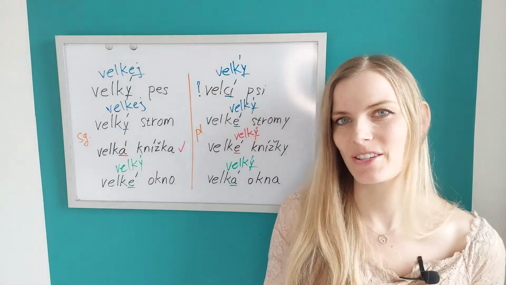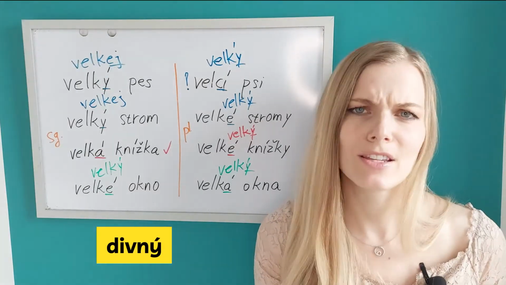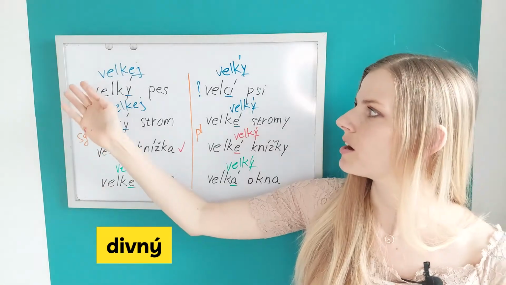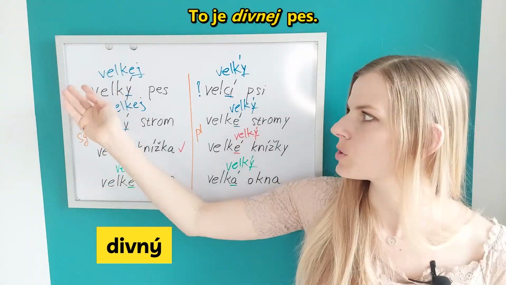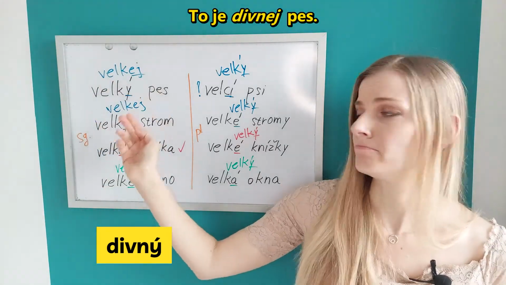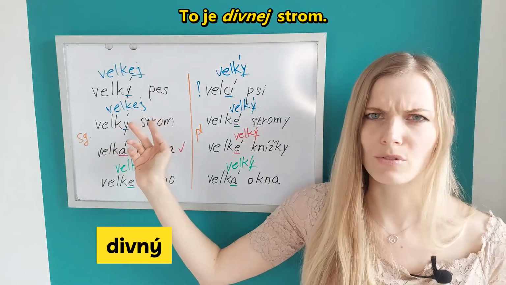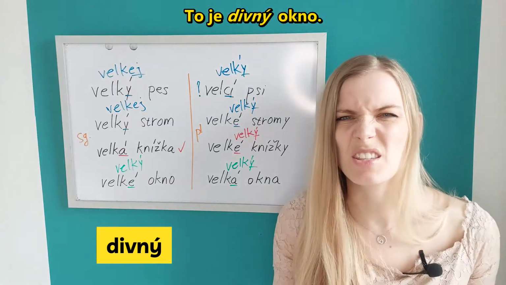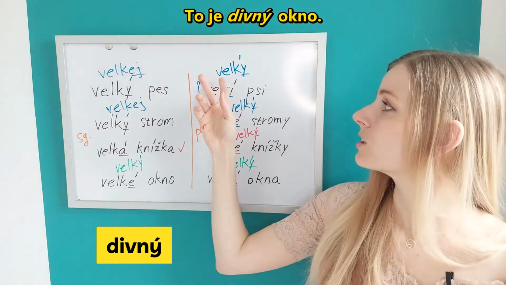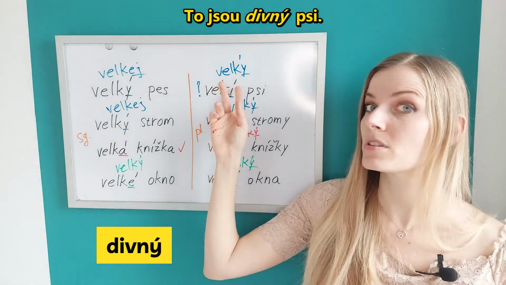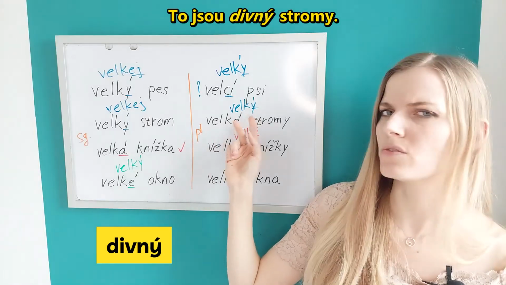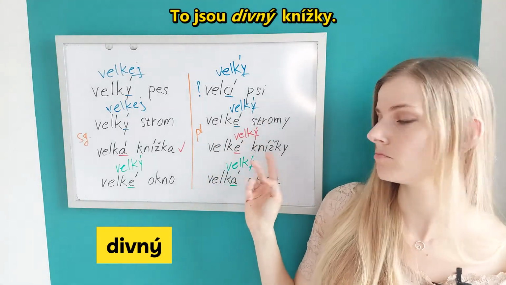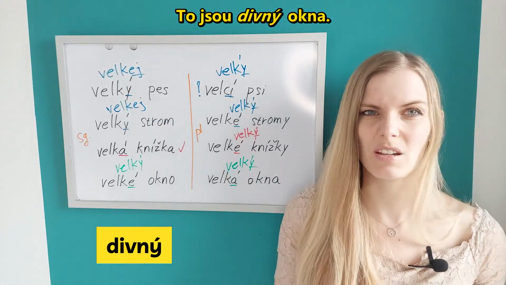Okay, one more adjective. What about divný? Divný is also really common. Strange. So how do you say that's a weird dog? To je divný pes. To je divný strom. To je divná knížka. To je divný okno. To jsou divní psy. To jsou divný stromy. To jsou divný knížky. To jsou divný okna.